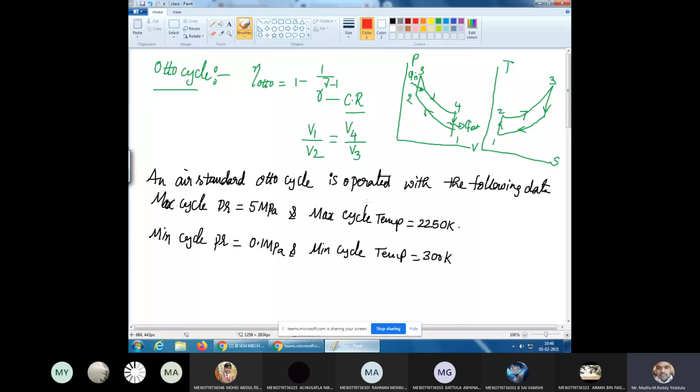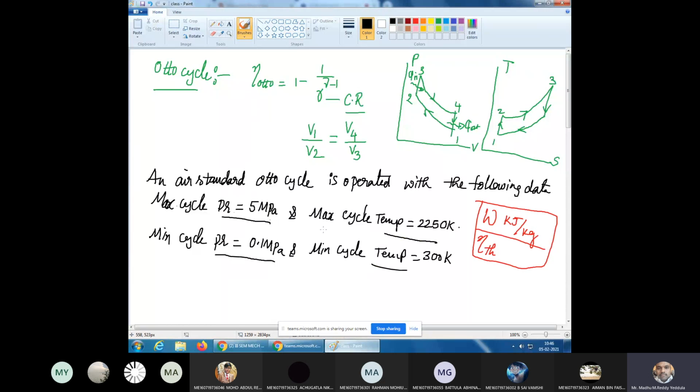So what is asked: determine the work output. W is the work output per unit mass, meaning kilojoules per kg. Kilojoule is the work, per mass is per kg, and the thermal efficiency of the Otto cycle. These two things are asked, right? What is the data given? Only 4 data are given: maximum cycle pressure, minimum cycle pressure, maximum cycle temperature, and minimum cycle temperature. With this data, we need to calculate the work output as well as the efficiency of the cycle.